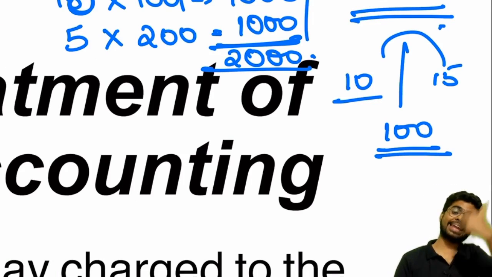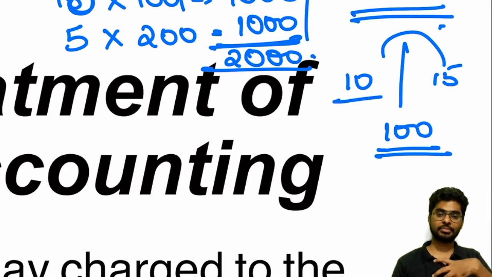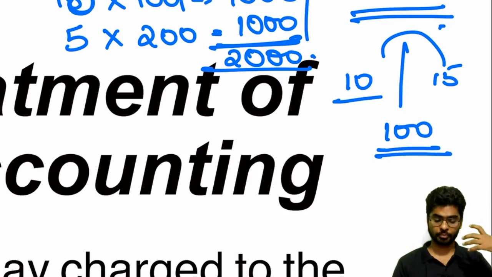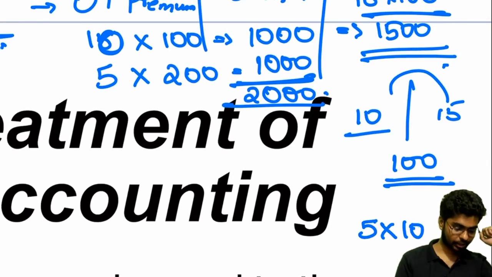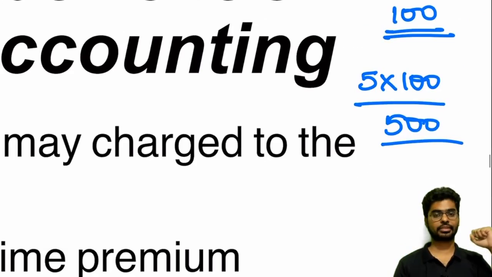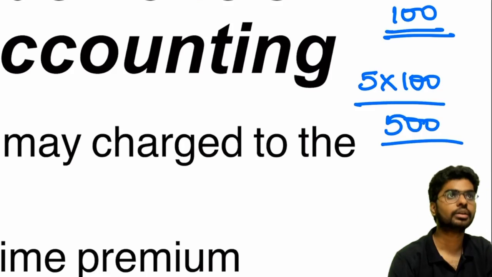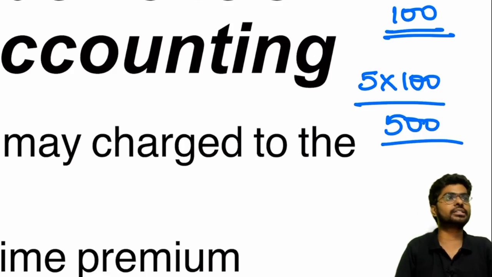Premium means you are paying anything over and above. What are you paying over and above? You are just paying him 5 hours, 100 rupees more, which is 500. This is called overtime premium. Did you understand this? Guys, did you understand? Is it confusing or easy? Is everyone clear? Okay. Priyanka, Sudharani, just look into it.